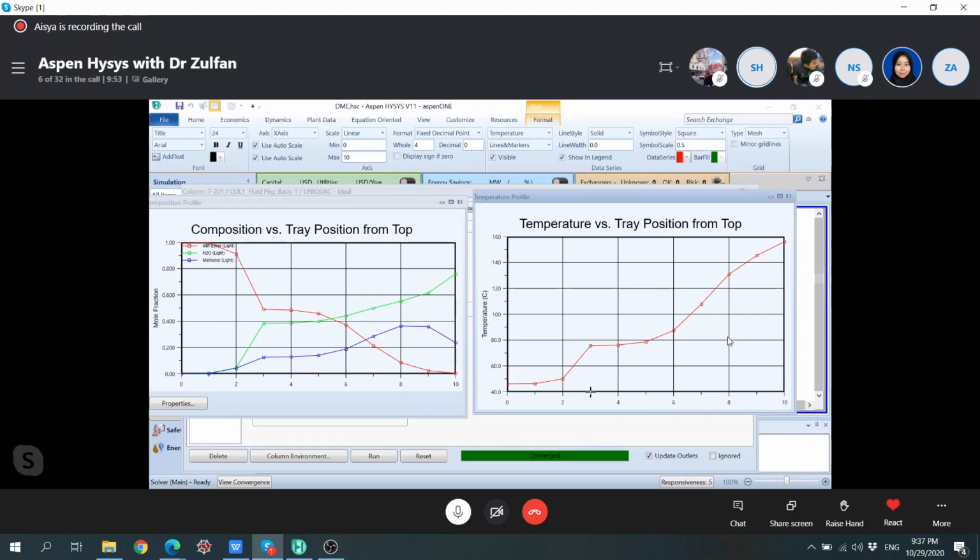Let's see. Composition at stage 3 is about 40% DME, 50% water, and then about 10% methanol.